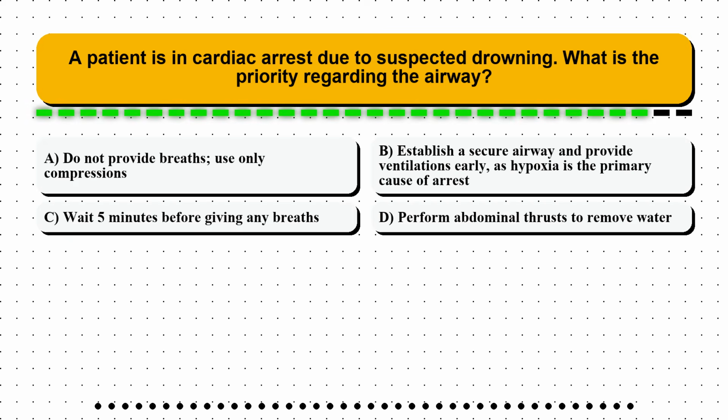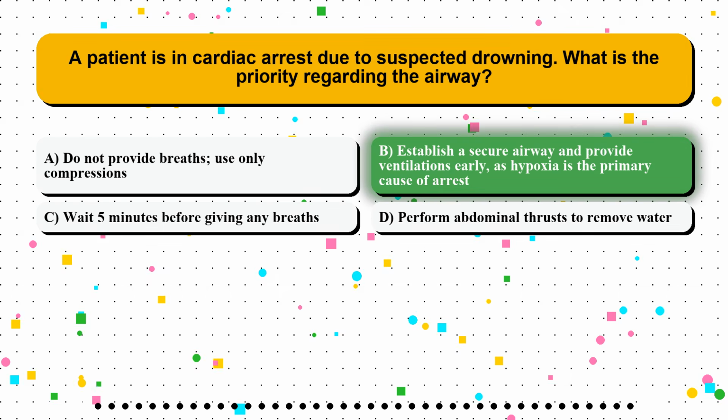Question 1. A patient is in cardiac arrest due to suspected drowning. What is the priority regarding the airway? Option A. Do not provide breaths, use only compressions. Option B. Establish a secure airway and provide ventilations early, as hypoxia is the primary cause of arrest. Option C. Wait 5 minutes before giving any breaths. Option D. Perform abdominal thrusts to remove water.